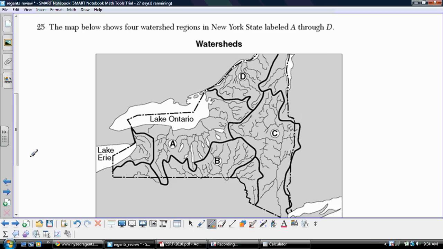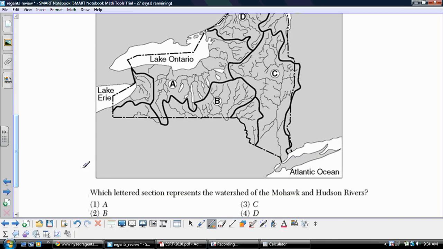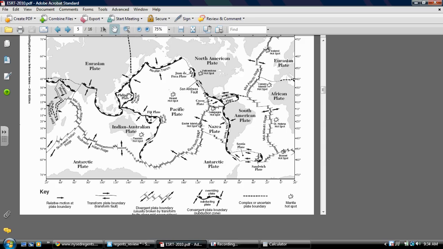Okay, question number 25 here. Now we've got a map below that shows four watershed regions in New York State labeled A through D. Well, we know that watersheds are where water is shedding off of higher lands and draining down into lowlands. And so we've got these four regions, and the question is which lettered section represents the watershed of the Mohawk and Hudson Rivers? Well, if you don't know where the Mohawk and the Hudson run relative to New York State, then of course you can use your reference table here.